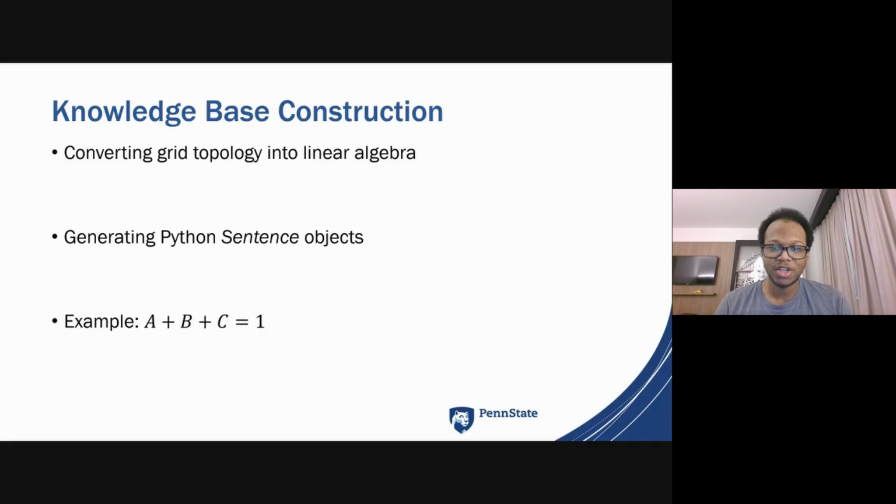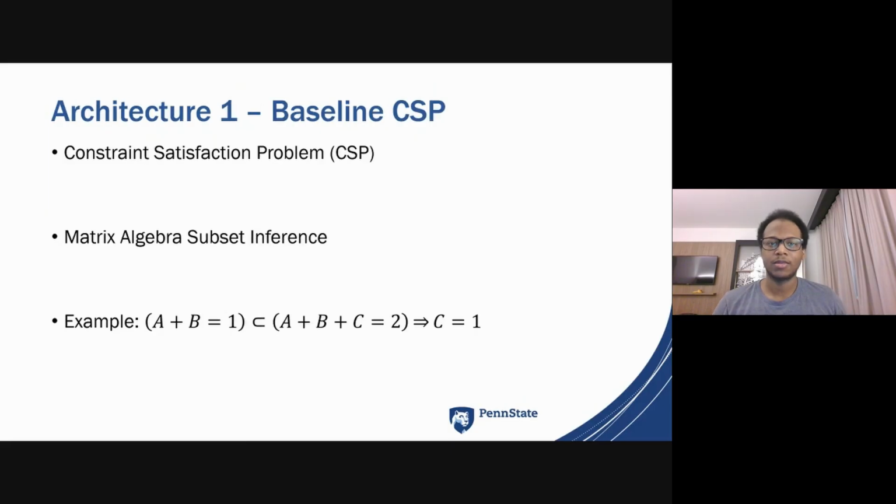These linear constraints are instantiated as object-oriented sentences. The collection of these overlapping sentences form the agent's active knowledge base, which is updated dynamically every single turn. Our foundational model is the Baseline CSP. It treats the knowledge base strictly as a system of linear equations. It applies matrix algebra and subset rules to deduce guaranteed safe cells.